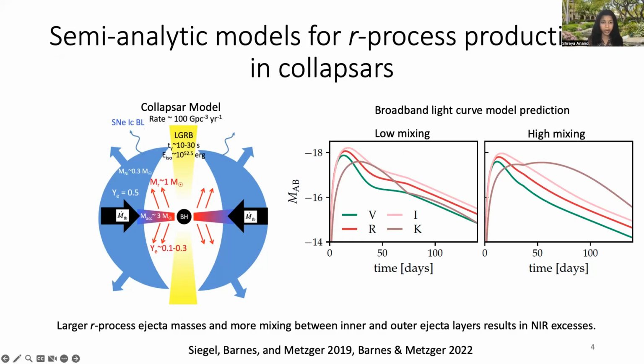So in this scenario, you could have low mixing, in which the light curve shows signatures of reddening only perhaps in the late time light curve. Whereas in a scenario where you have efficient mixing within the layers, you start to see these prolific r-process signatures in the form of near-infrared excesses in the broadband light curves.